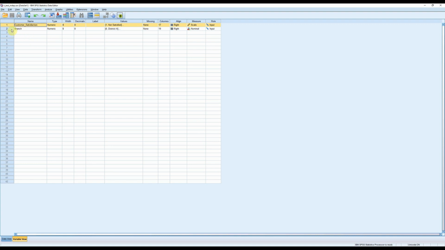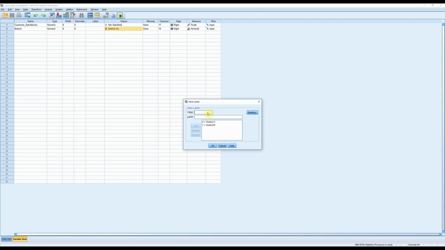Then you will have another variable, which is your grouping variable. This variable simply differentiates the two groups or the two samples. So here we have customer satisfaction levels from two different branches. One is in district A, coded as 0, and the other is in district B, coded as 1.